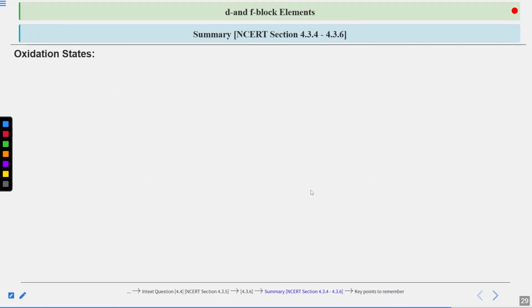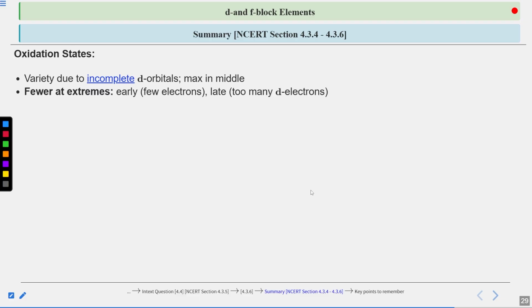Okay, let's cover the summary for today's lecture. So today we have covered the NCERT section 4.3.4 to 4.3.6. Firstly, we have seen the variety of oxidation states shown by the transition elements due to incomplete d orbitals, and maximum oxidation states were found in the middle of the series. Fewer at extremes, we have also observed that in the early, due to few electrons, and in the late, due to too many d electrons, we have fewer oxidation states shown by the elements.